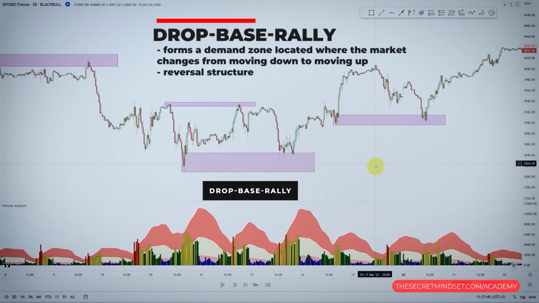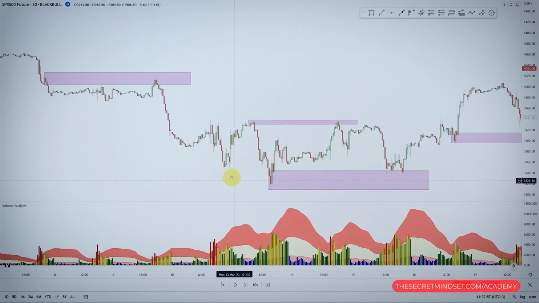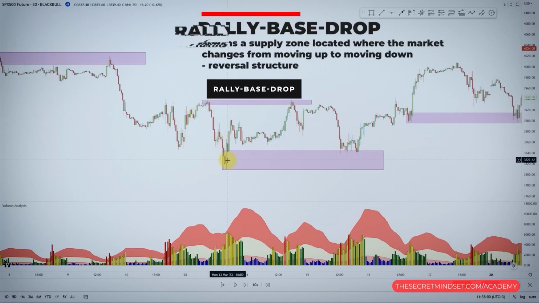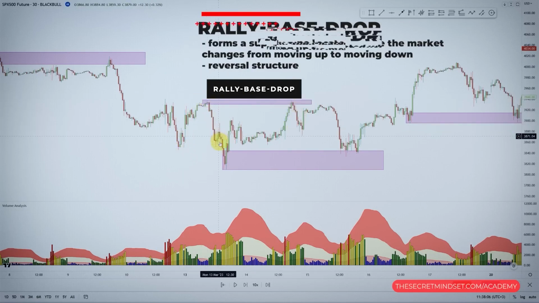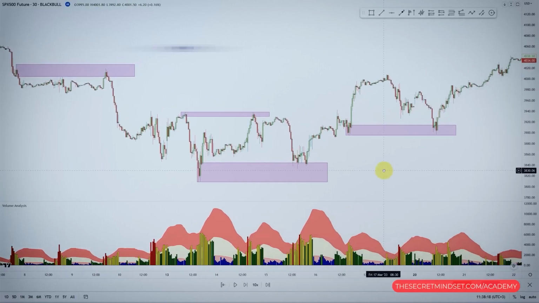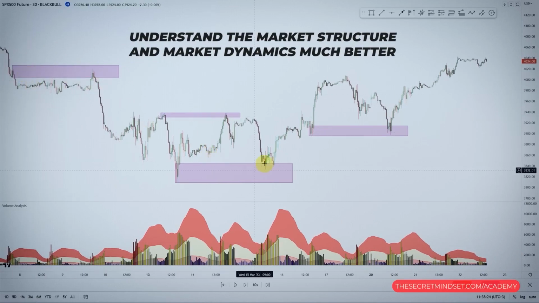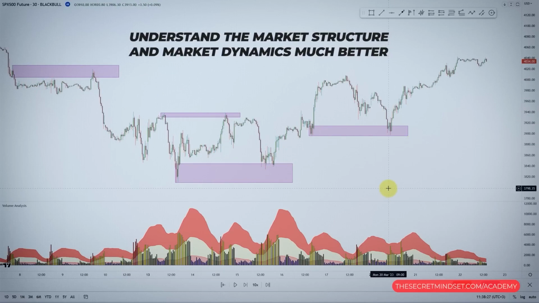The drop-based rally is the first reversal structure, which forms a demand zone in a market. This zone is located where the market changed from moving down to moving up. The second reversal structure is the rally-based drop pattern. This forms a supply zone, where the market reverses from moving higher to moving lower. Again, if the market returns to these zones, the price is expected to move in the direction that created the zone. The main advantage of supply and demand trading is that it helps you to understand the market structure and market dynamics much better. This is the first component in your smart money trading plan.